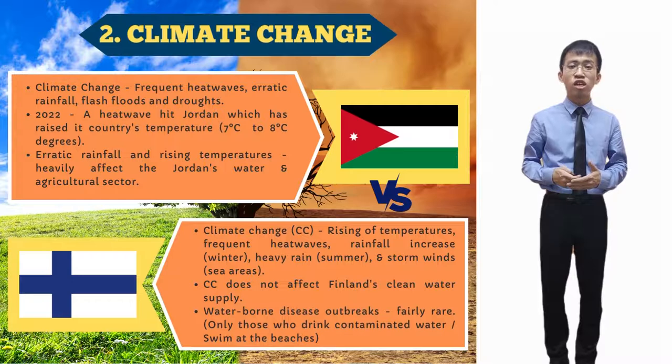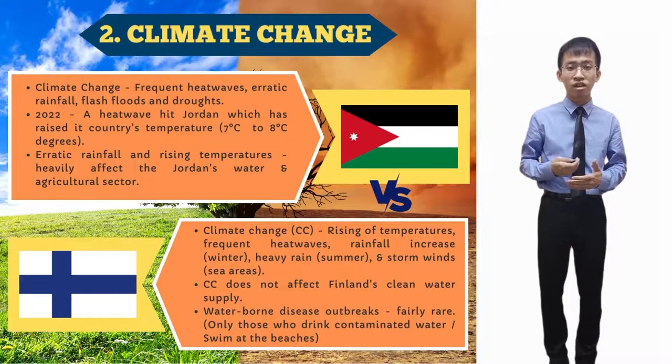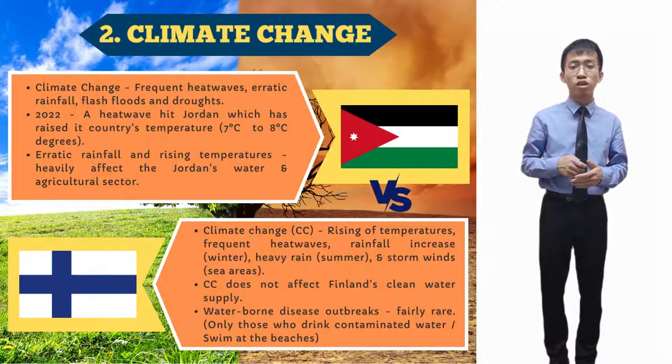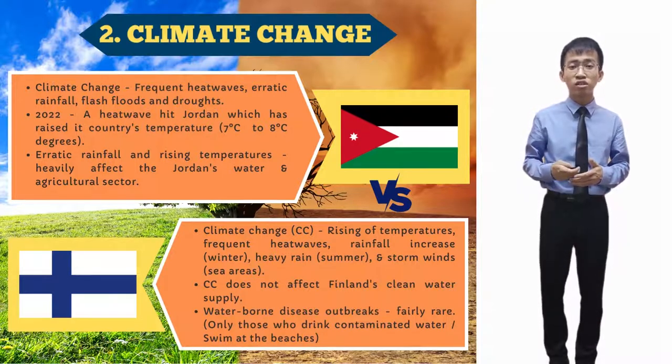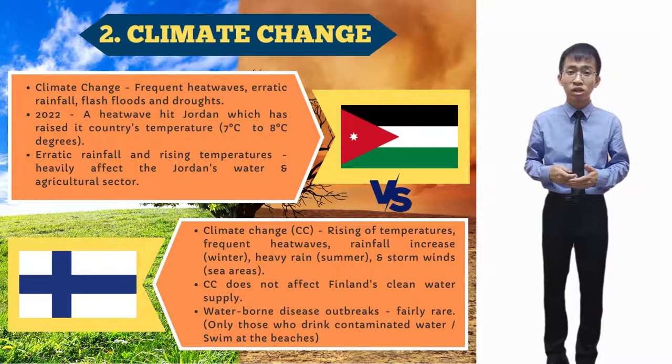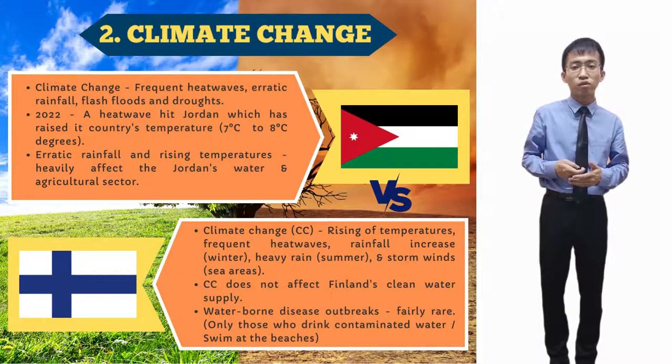Climate change ramifications, including erratic rainfall and rising temperature, have heavily affected the water and agricultural sector in Jordan. From this, it shows that the water supply in Jordan has been drained even more due to climate change, which aggravates the existing water scarcity problem in Jordan even further. This will also directly affect the hygiene and sanitation service in Jordan, as clean water supply is essential to be used in the cleaning process to maintain a clean and healthy life for its people.